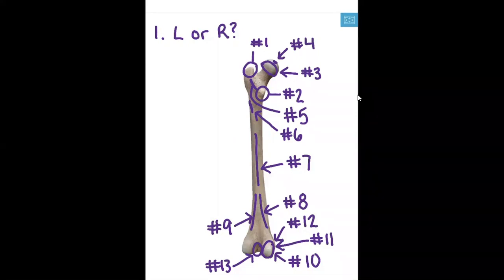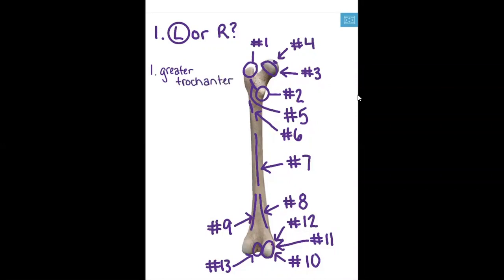But this is a left femur. So the second number one, the landmark number one, we have the Greater Trochanter. And I'm not sure I'm going to write out all of them because I might run out of room. So I might do some abbreviations, but we'll see.